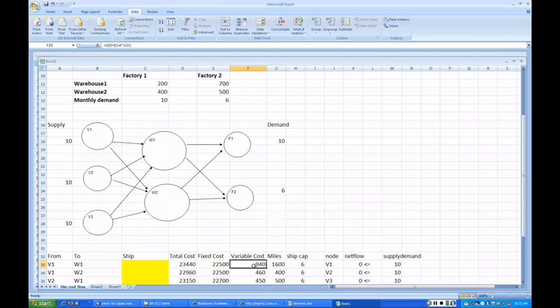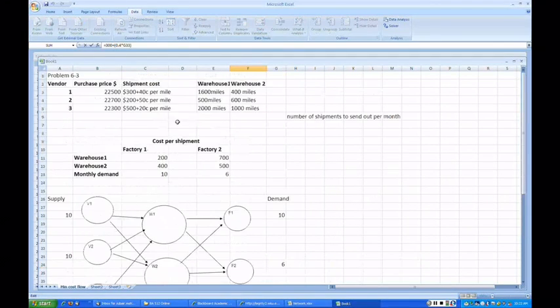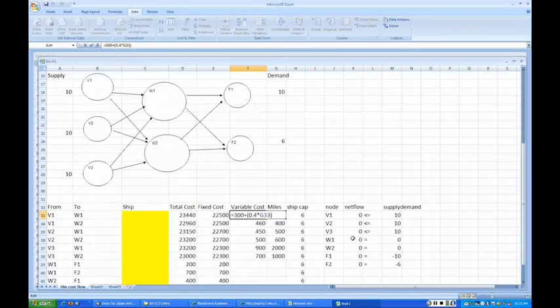Now here is where I have the variable cost. For example, from vendor 1 to W1, it's going to be $300 flat plus 40 cents times the distance, that is 0.4 times the distance. Here I have the miles, taken from the earlier table that I just pointed to. The next step is to get the variable cost of transportation from V1 to W1, V1 to W2, V2 to W1, V2 to W2, and then V3 to W1 and V3 to W2, based on the flat fee as well as the per-mile cost.